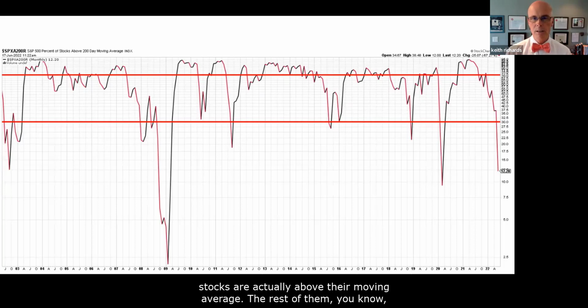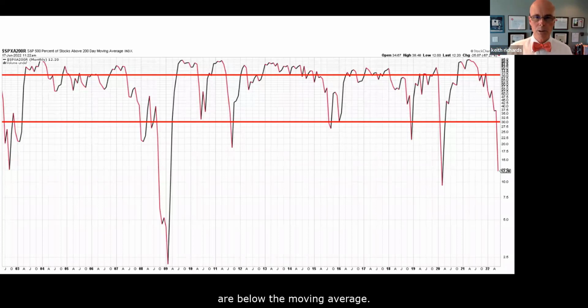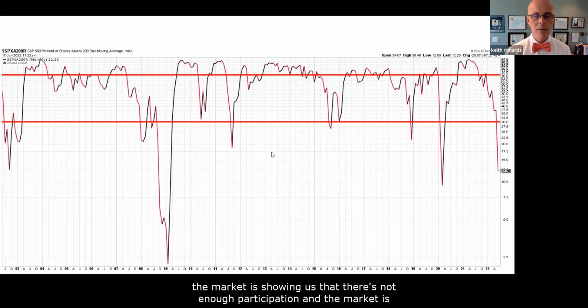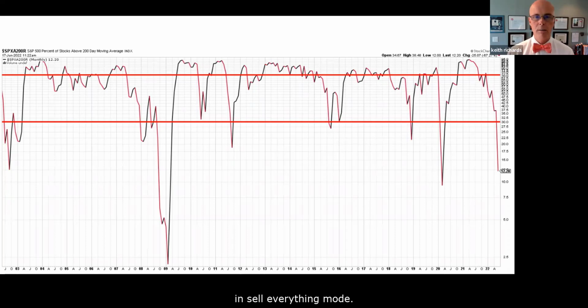The rest of them, the other 78% or whatever it works out to be, are below the moving average. And that's typically a sign, as we saw, for example, in the COVID crash or the late 2018 crash. Does anybody remember the December crash of 2018? So often when you get these levels, the market is showing us that there's not enough participation and the market is in sell everything mode.